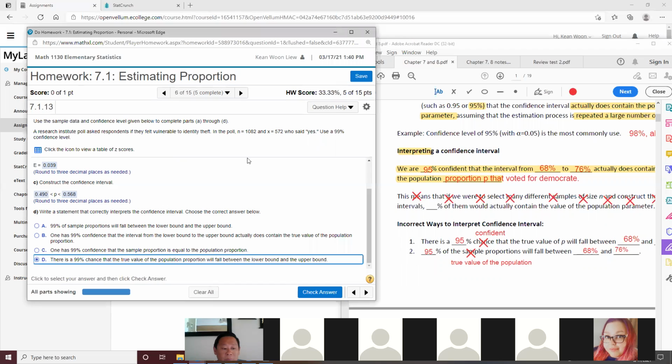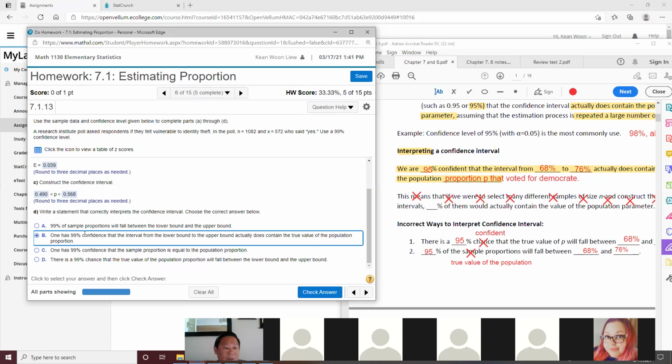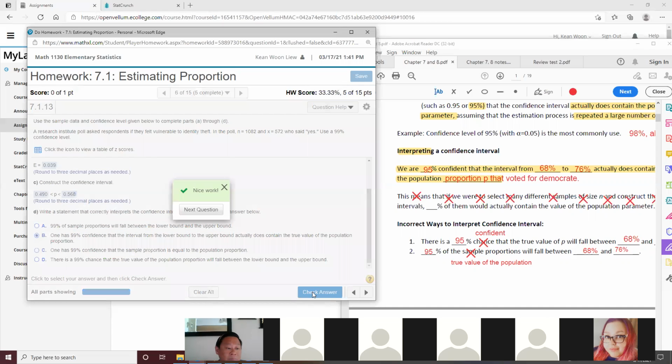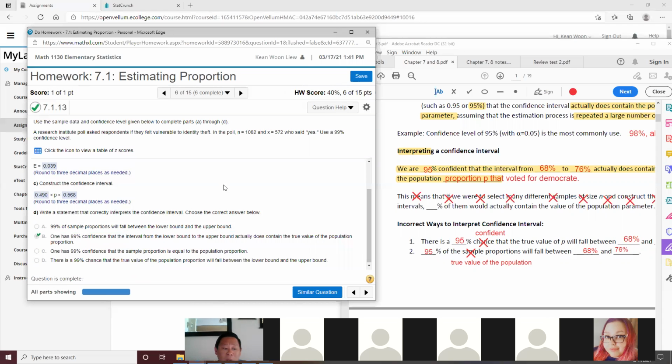I don't think it would be D because it says chance and we're... Thank you so much, Gina. You're correct. You cannot use chance. Yep. B, because it also talks about population proportion. So it cannot be C because of the word sample, right? So it'll be B for boy. You guys all right? So make sure you watch out for all these things.